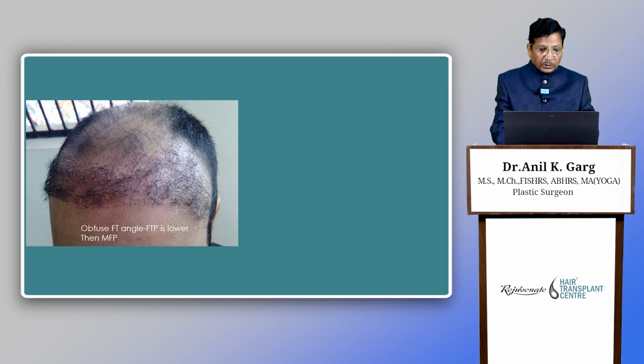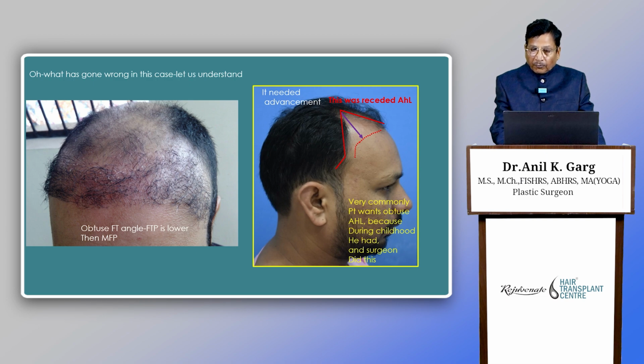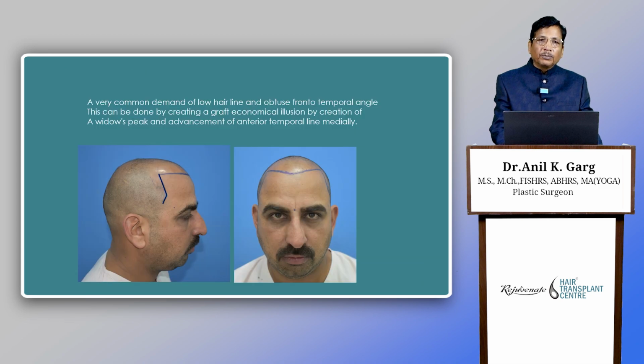This is an obtuse frontotemporal angle. The frontotemporal point is lower than the midfrontal point. What happened? Let's understand. This was the receded anterior line. The advancement was needed in this case. A very common patient with an obtuse frontotemporal angle, because during childhood he had it and the surgeon did this. It should be advanced in the same proportion as it was receded, as I explained before. So it should not be done.